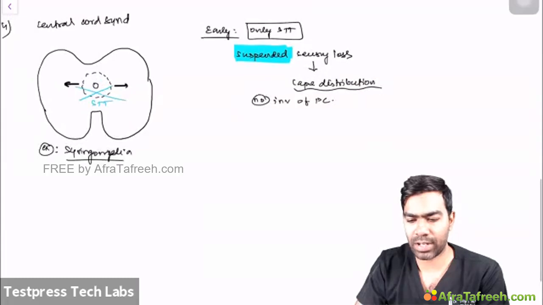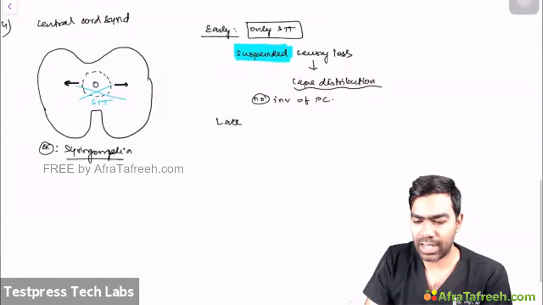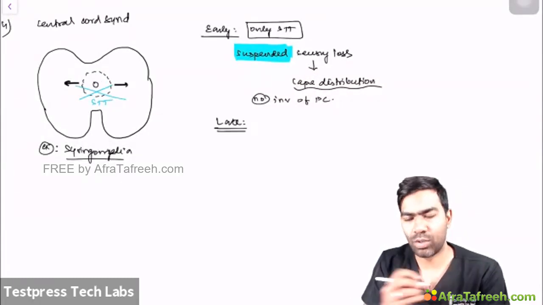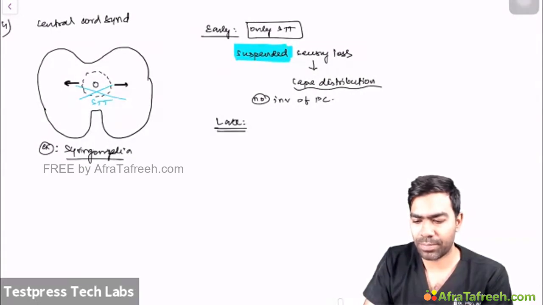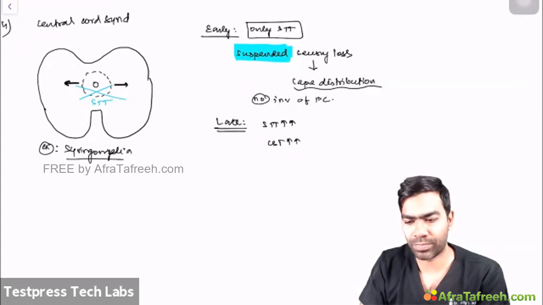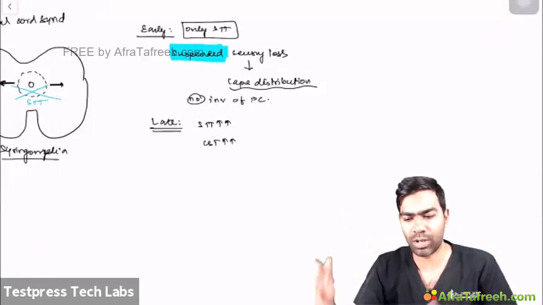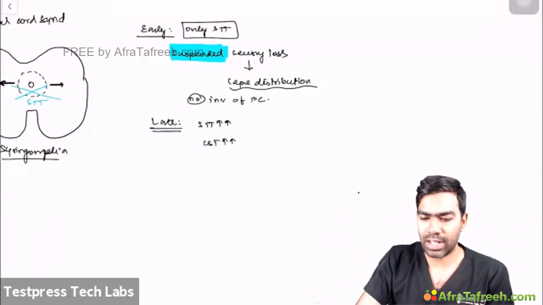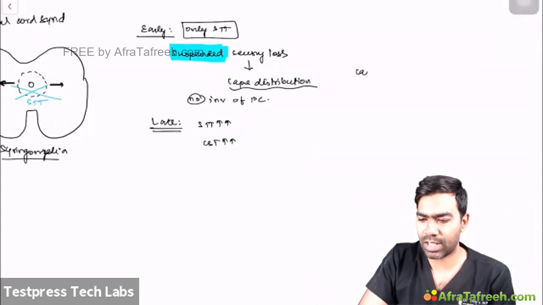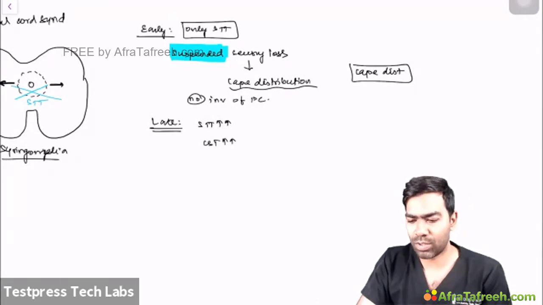So spinothalamic tract will be affected. In late stages, slowly, the STT involvement will increase, and you will start having the corticospinal tract involvement also. So that's what is going to happen as the pathology around it keeps increasing over a period of time. I should have written here basically. Initially, you have cape distribution of sensory loss. Later on, slowly, there will be a complete sensory loss.